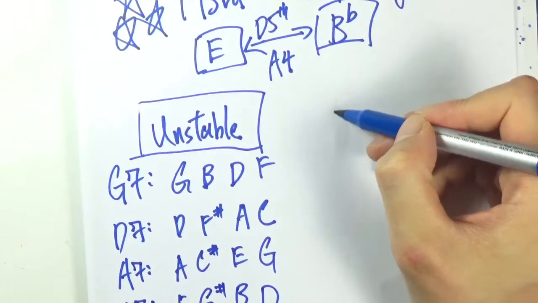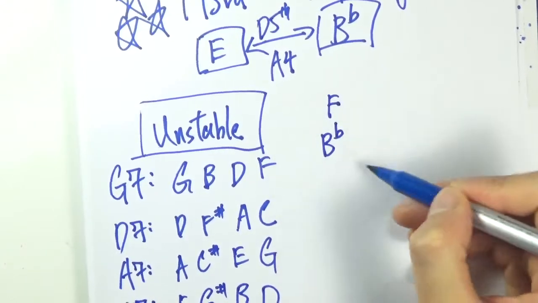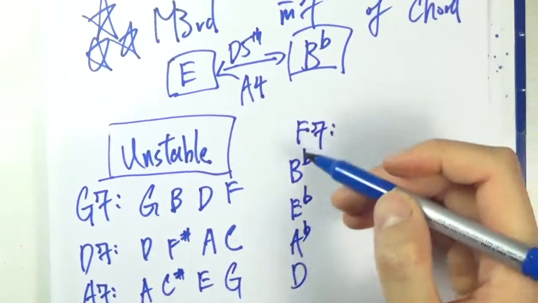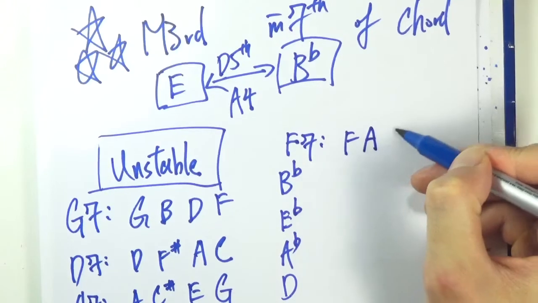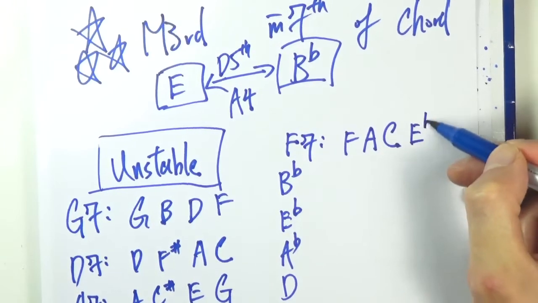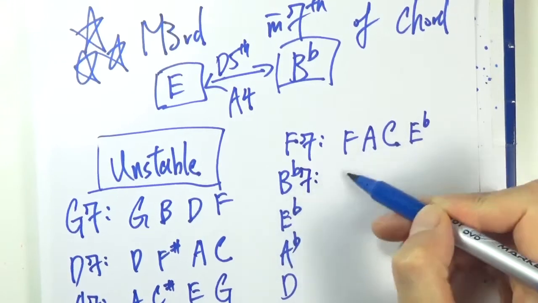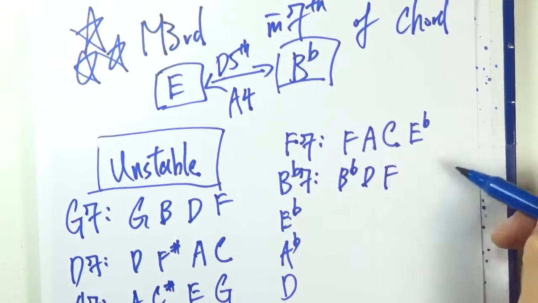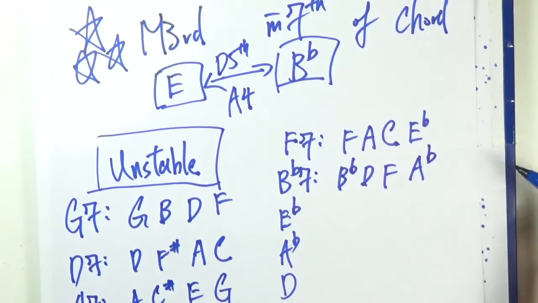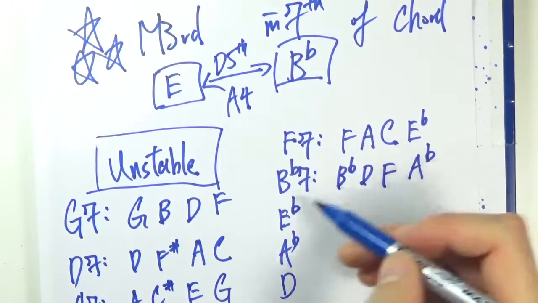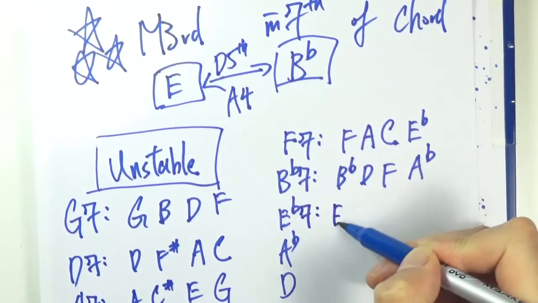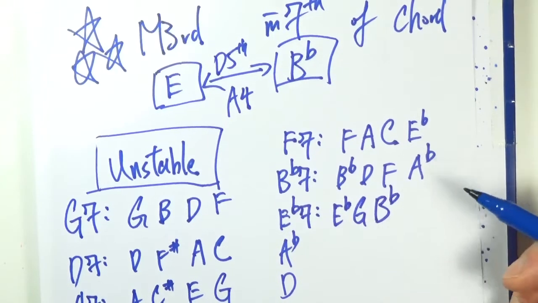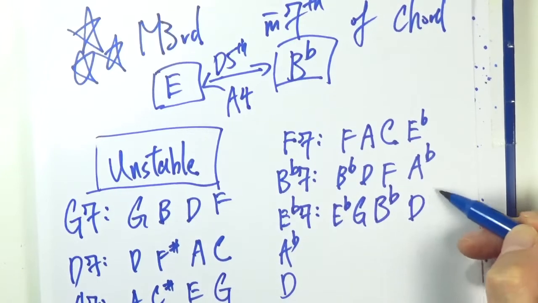Let's do a couple more: F, B flat, E flat, A flat, D flat. F7 should be F, major 3rd A, then a C, and then E flat. B flat 7 should be B flat, D major 3rd, F, and then we have an A flat. E flat 7 should be E flat, G, B flat, and then we have D flat.